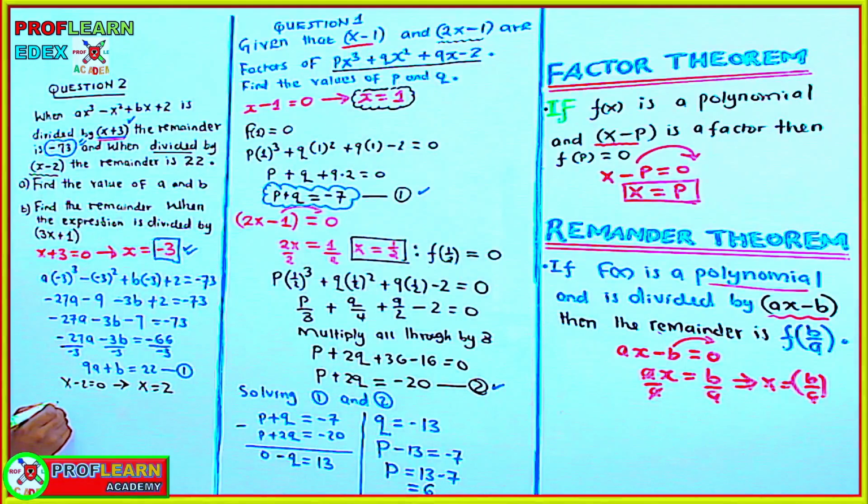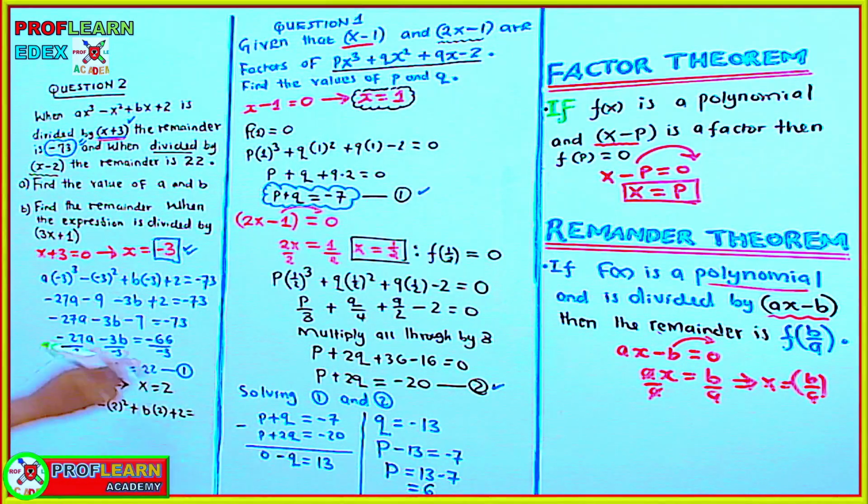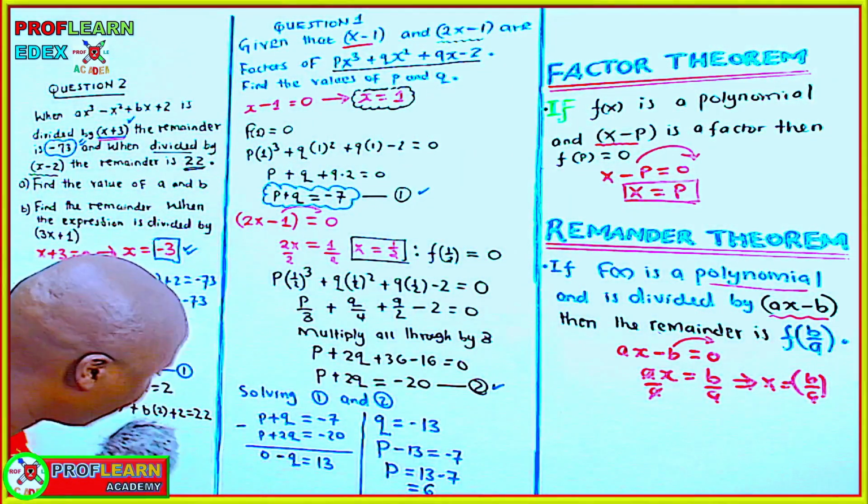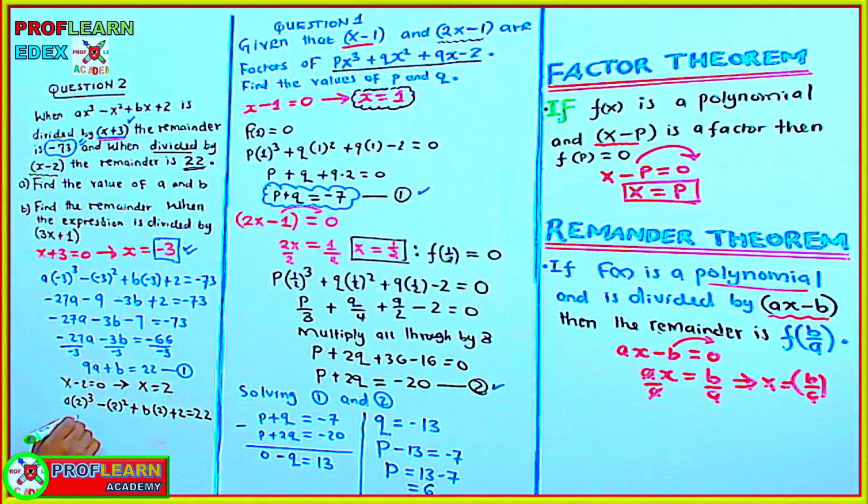So this is going to be a into 2 cubed minus 2 squared plus b into 2 plus 2 is equal to the remainder, and the remainder we were told in this case is 22. So once we have this, I want you to try to simplify and put the like terms together, and this is going to be 8a minus 4 plus 2b plus 2 is equal to 22.